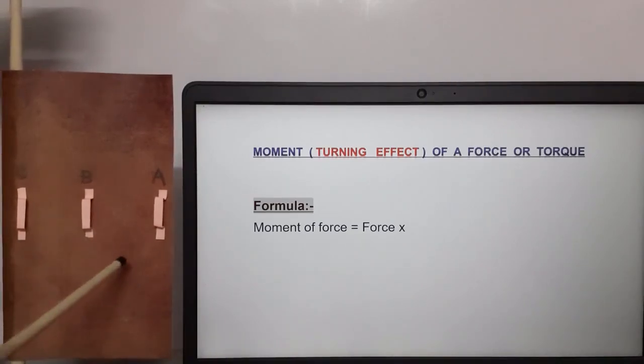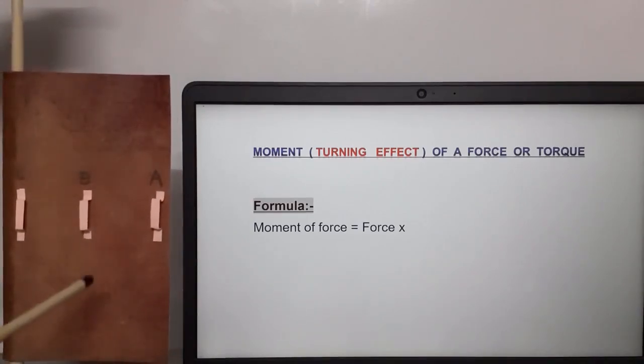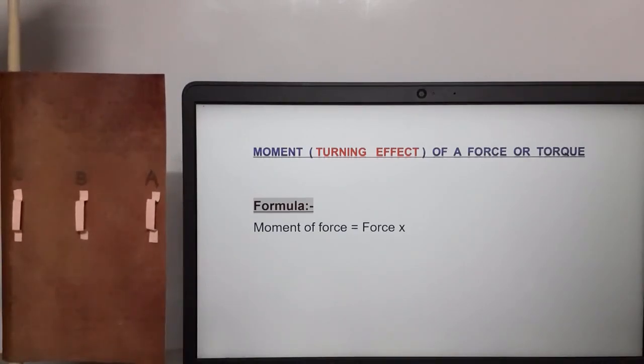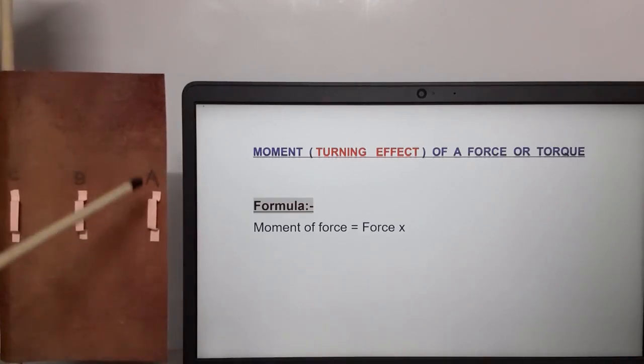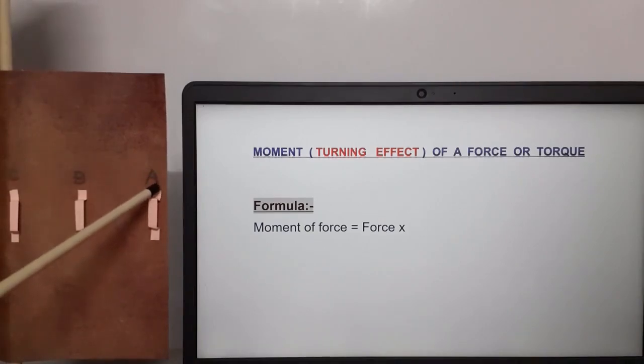Let's see. First time, 10 Newton force to handle A, turning is maximum. Second time, 10 Newton force to handle B, turning is a little less than before. Third time, same 10 Newton force to handle C, turning is minimum. So what matters is this perpendicular distance between the pivoted point and the point where you are applying force. That is the line of action of force, right?